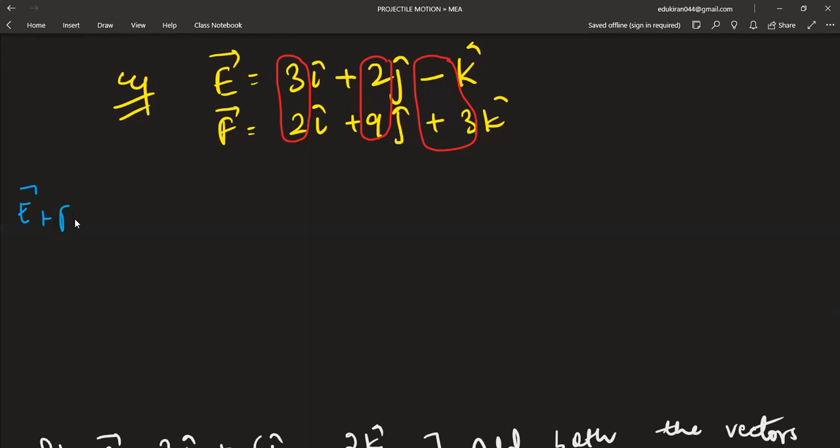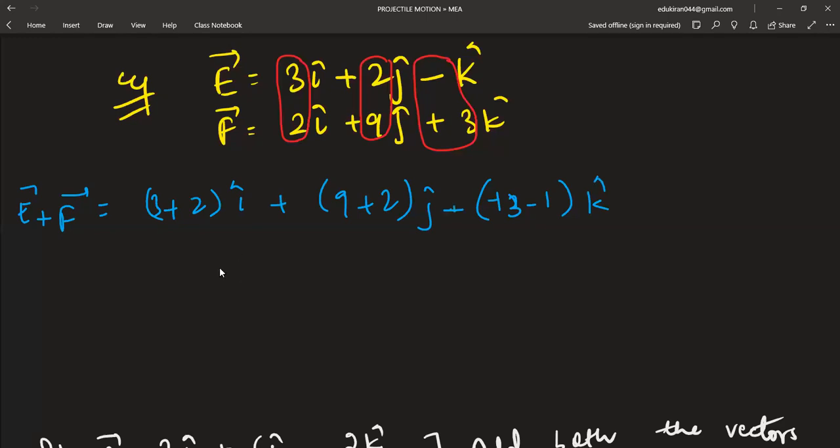E plus F. So this is 3 plus 2 I cap, plus 9 plus 2 J cap, then plus 3 minus 1 K cap. So this is 5 I cap plus 11 J cap plus 2 K cap.